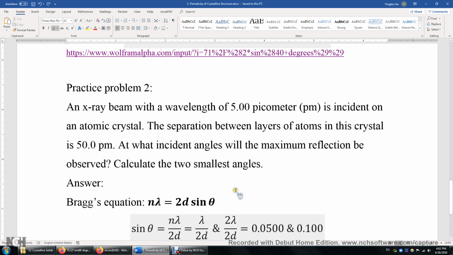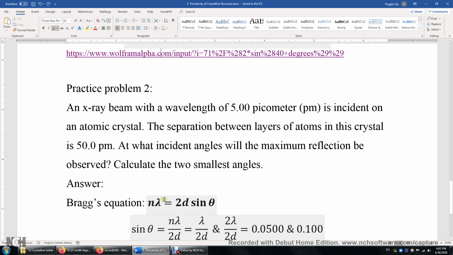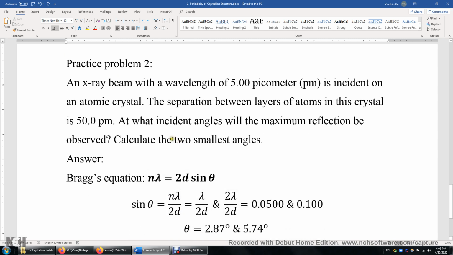Now the answer. Bragg's equation, again, n lambda equals 2d sine theta. So sine theta is simply n lambda over 2d. Let's work on the two smallest angles, therefore the two smallest sine thetas. So we're going to use n equals 1 and n equals 2. When n equals 1, we have lambda over 2d. When n equals 2, we have 2 lambda over 2d.